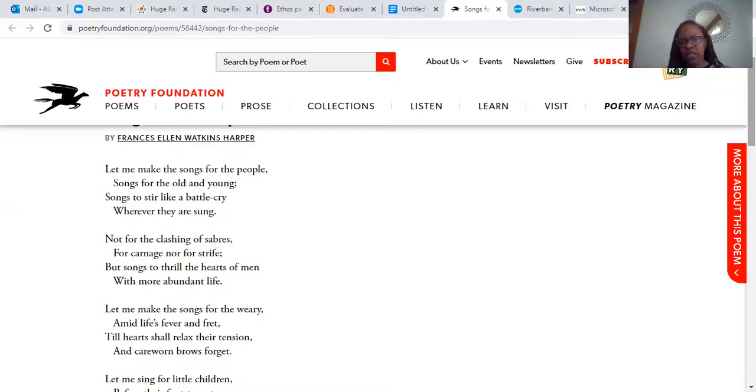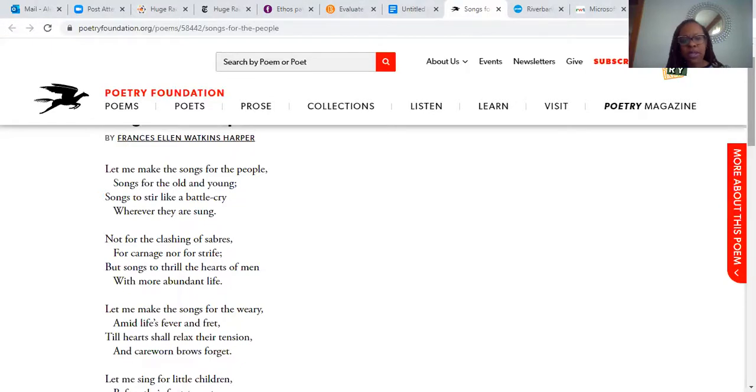And if we look at that opening stanza, let me make the songs for the people. Just in saying that, is she making an actual song? You know what I mean? If we look at it literally, what she's really doing is making a symbolic meaning there. Let me make the songs for the people is an acknowledgement of her role as a writer, and not only that, but also her intent or her purpose in writing. She's writing to uplift the people.